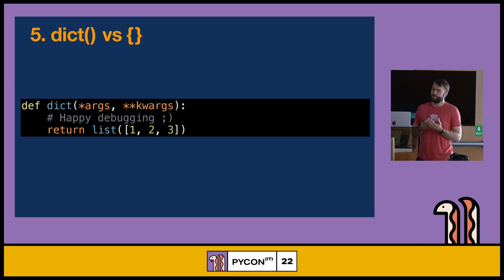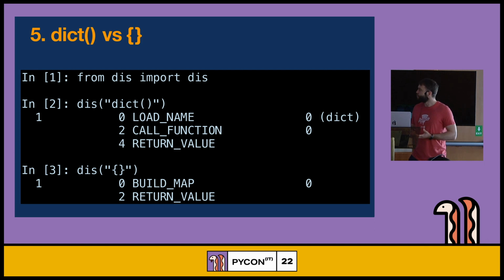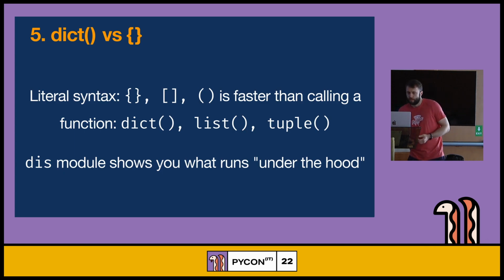I mean, this is stupid, but Python allows you to be stupid. So when you call the dict function, the Python interpreter has to check if maybe somewhere you have overridden the dict function. But if you use the curly brackets, you're actually using a Python statement. There is no way for you to override it, so Python can directly call the corresponding bytecode instruction. So that's why using literal syntax for creating dictionaries, lists, and tuples is faster than calling the equivalent function.